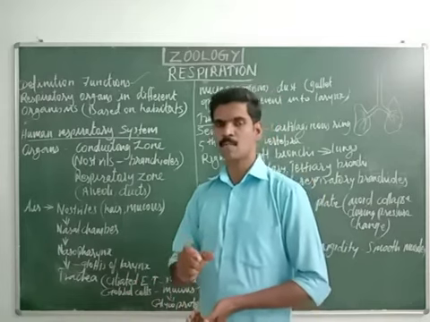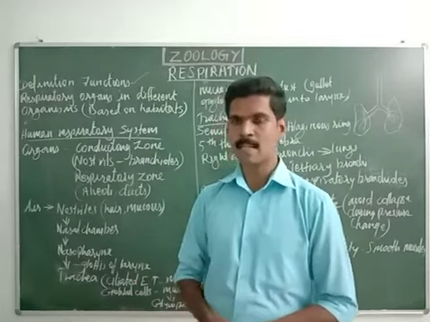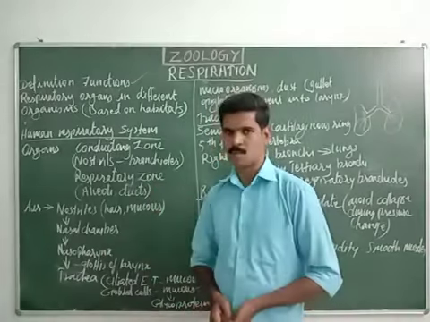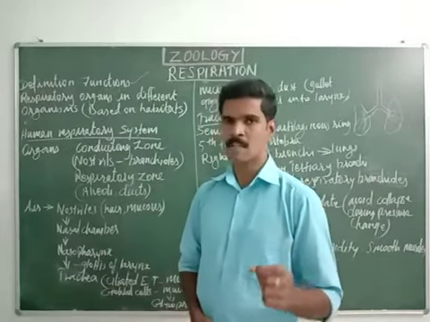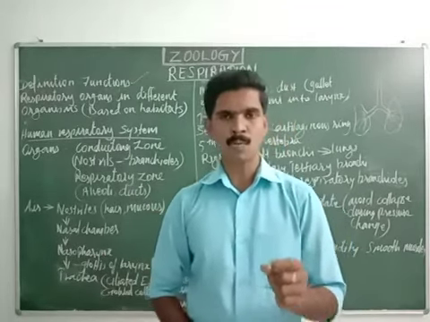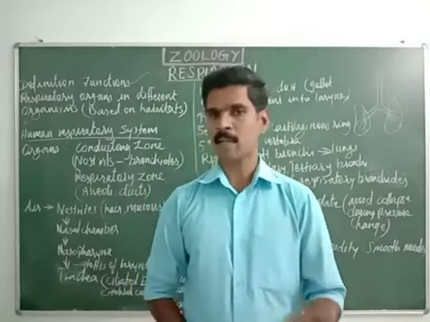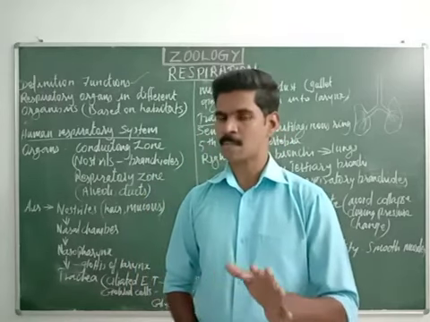Okay, the first zone is called the conducting zone and the second zone is called the respiratory zone. So the organs of our respiratory system are divided into two zones. The first zone is called the conducting zone and the second zone is called the respiratory zone.